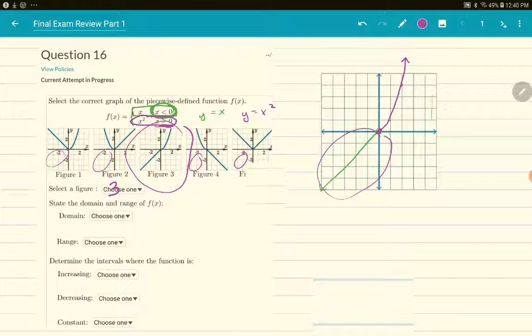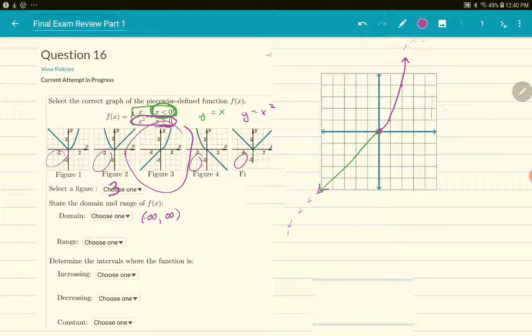Now for the domain. So now we're looking at this function. What's the domain? The domain is all the possible x values. So it can go left. This green line keeps going left and left forever. And this right line keeps going right. It's going up, but it's going up to the right. So even though it's going slowly, it's going to go to the right forever. So that will be negative infinity to infinity. I use open brackets on infinity because you can never really reach infinity.